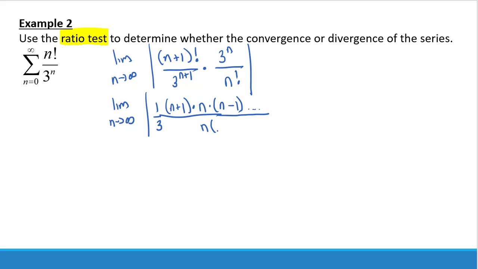So what cancels? Basically the n factorials cancel. So I'm left with the limit as n goes to infinity of n plus 1 over 3. Well, as that goes to infinity, this whole thing equals infinity. So remember, if your limit is greater than 1, this diverges.